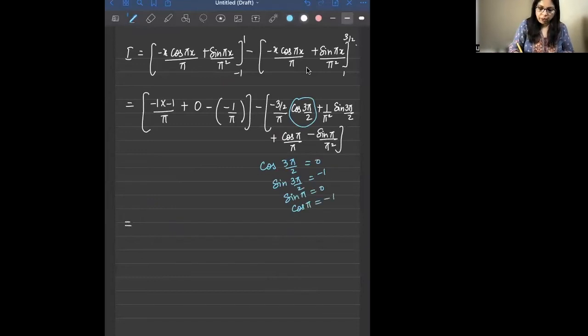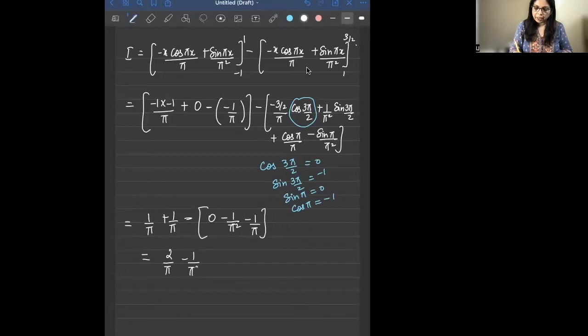So in the first bracket, we are getting 1 upon pi plus 1 upon pi, which is 2 upon pi. And here cos 3 pi by 2 is 0. So first term will become 0. Sine 3 pi by 2 is minus 1. So this becomes minus 1 upon pi square. Cos pi is minus 1. So we get minus 1 upon pi. Sine pi is 0. So 2 upon pi minus 1 upon pi square plus 1 upon pi. So answer is 3 upon pi plus 1 upon pi square.